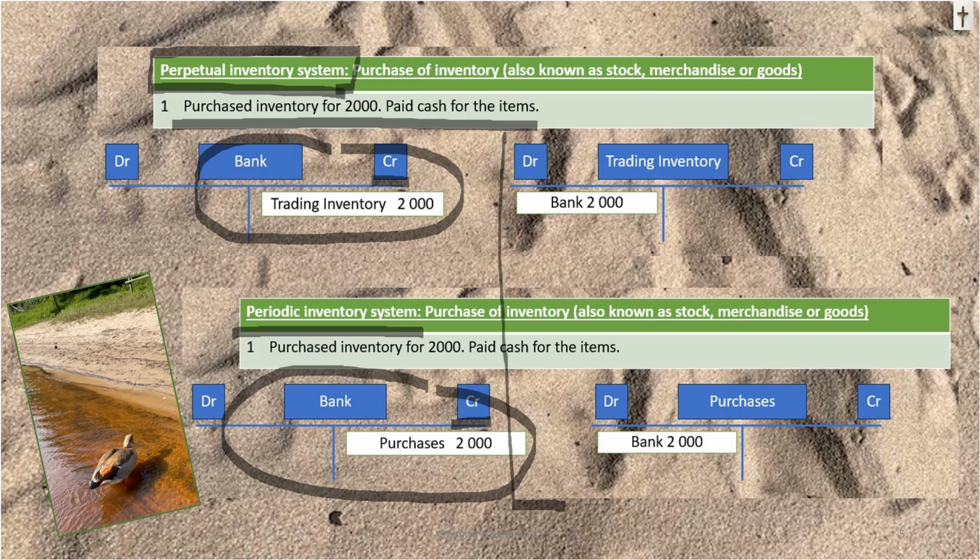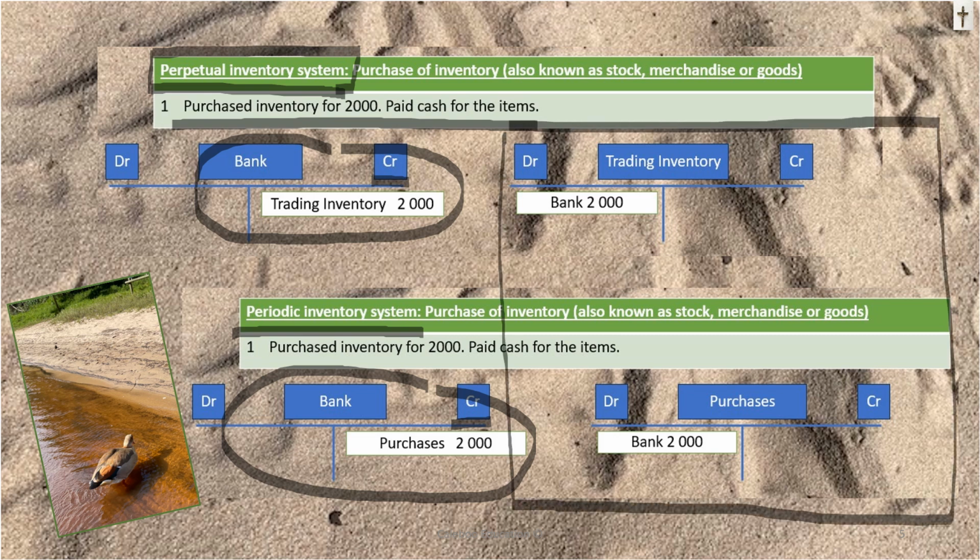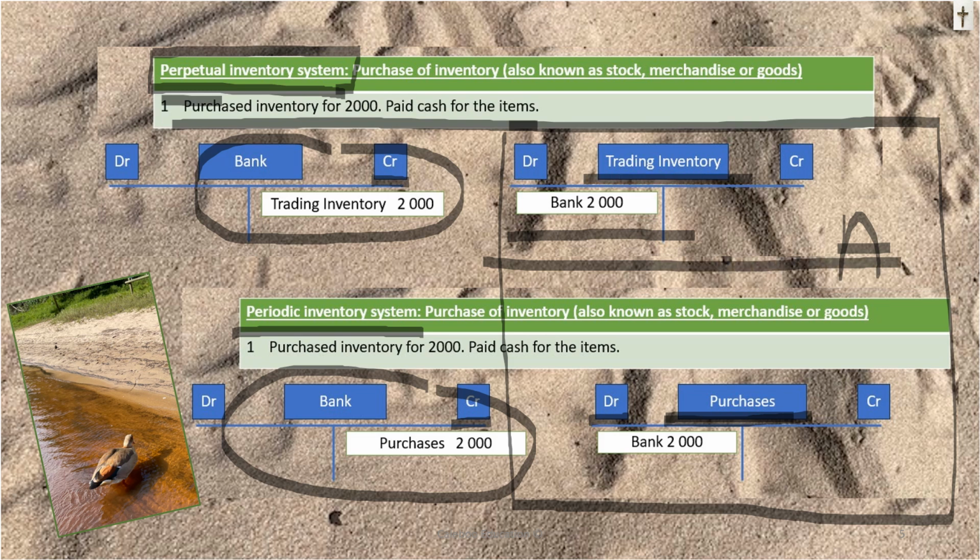But now here's the major difference between the two stock systems. In the perpetual inventory system, trading inventory was debited. Trading inventory in the perpetual inventory system is an asset. In the periodic inventory system, purchases was debited.